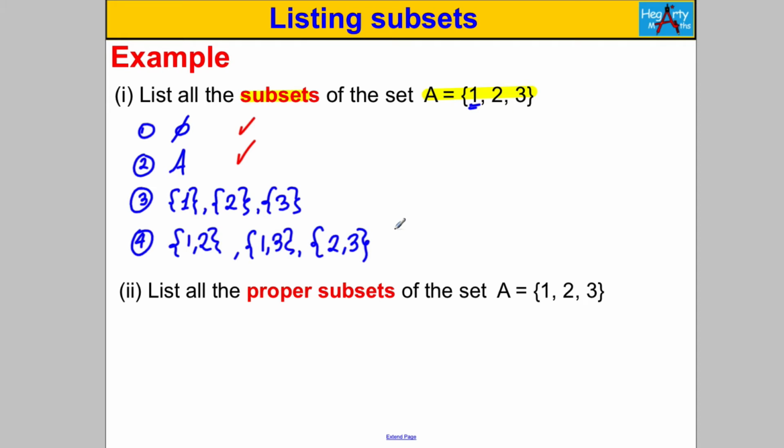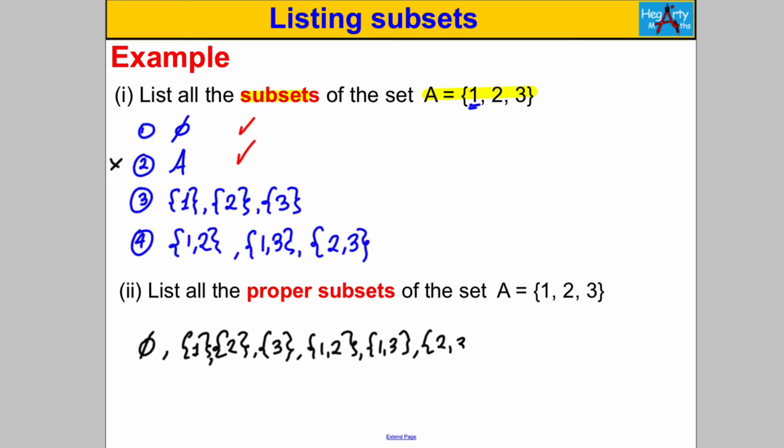Now if someone asks you to list all the proper subsets, well, they're very like above, except we wouldn't have this one in it. So if I was to list them out, we would have the empty set, we would have the sets with 1 element in them like this, and we would have the proper subsets with 2 elements in them like this. And we're done.